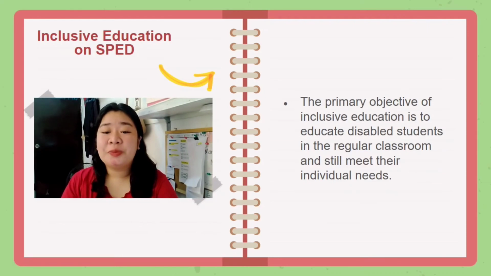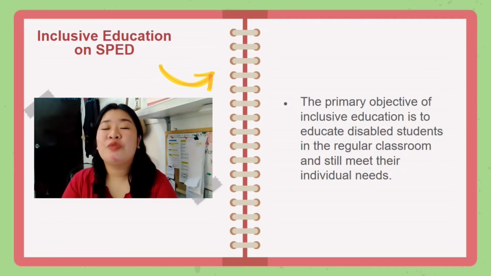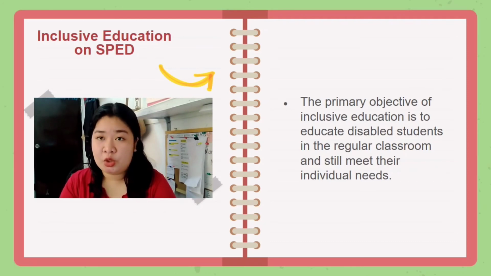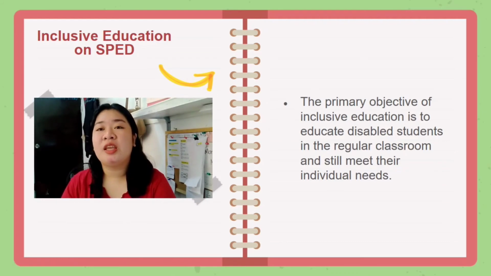Now, let's proceed with inclusive education and special education. The primary objective of inclusive education is to educate disabled students in a regular classroom and still meet their individual needs. Inclusive education also allows students with special needs to receive free and appropriate education alongside non-disabled students in a regular classroom.